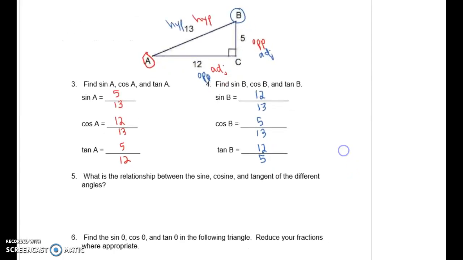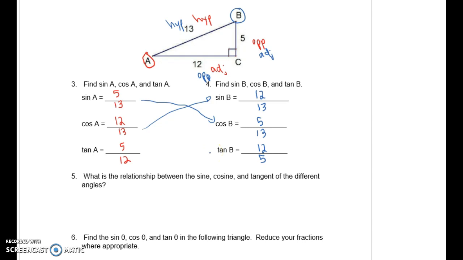Now you might have noticed that there's some kind of unique relationship about these. If I'm in the same right triangle, and I switch my angles, it appears that the sine and the cosine values are going to flip-flop. So the sine of A is the cosine of B, and the cosine of A is the sine of B. The tangent, we find the reciprocal of it. So we had 5 over 12, now it becomes 12 over 5.